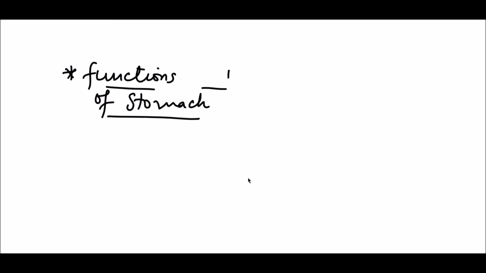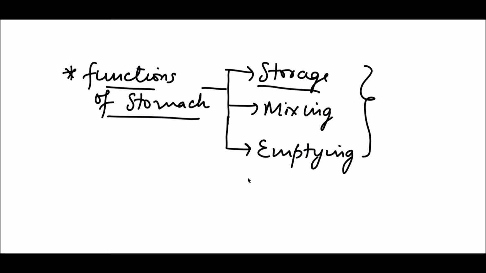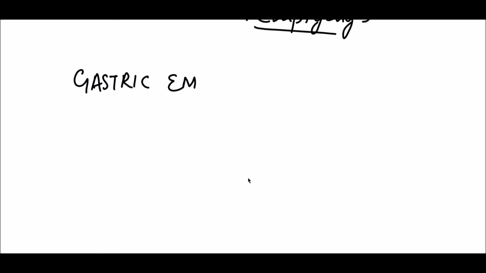If we talk about the functions of the stomach, we discussed three important functions. The first is called the storage function of the stomach, the second is the mixing function of the stomach, and third is the emptying, or the gastric emptying. These are three important functions of the stomach. Now let us discuss the third important movement of the stomach, that's gastric emptying.